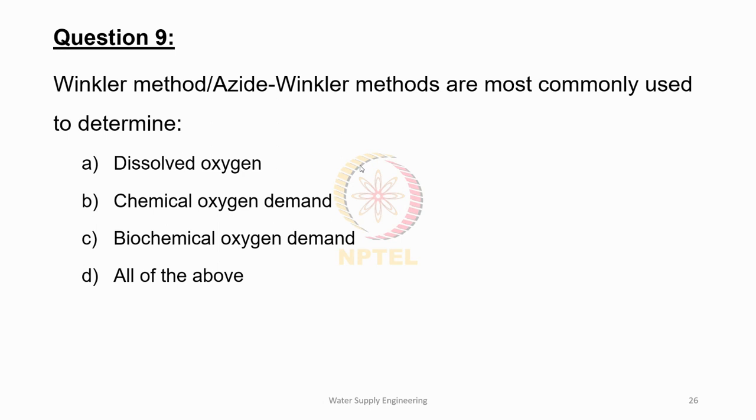Okay, now coming to the next question. Question number 9. Winkler method or azide Winkler method is most commonly used to determine: option A, dissolved oxygen; option B, chemical oxygen demand or COD; option C, biochemical oxygen demand or BOD; option D, all of the above. So for the determination of which component do we use the Winkler method or modified Winkler method or azide Winkler method?